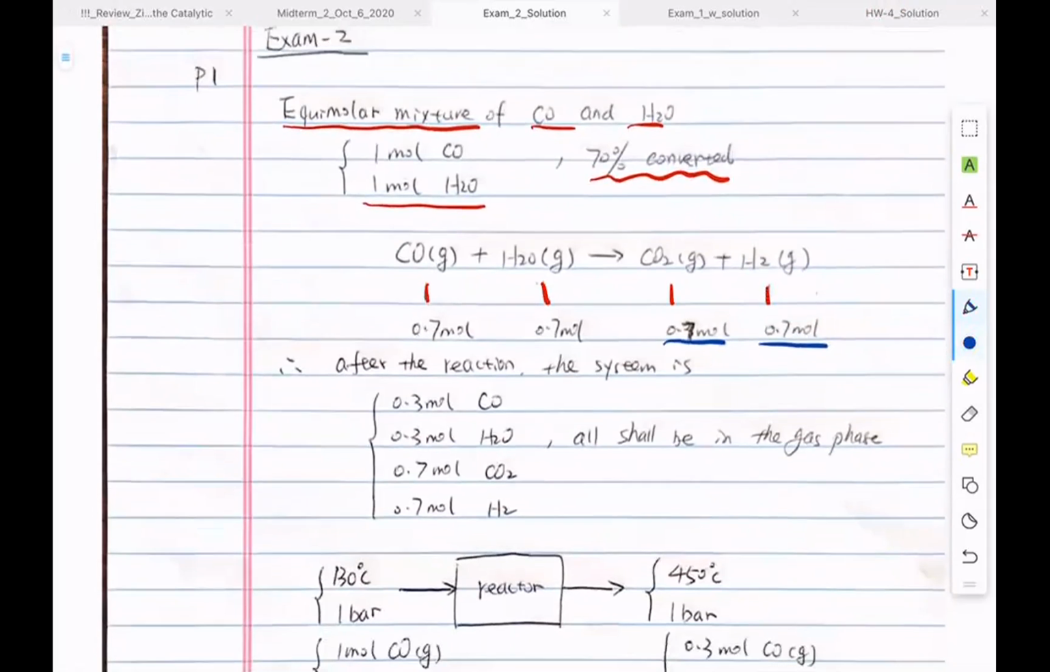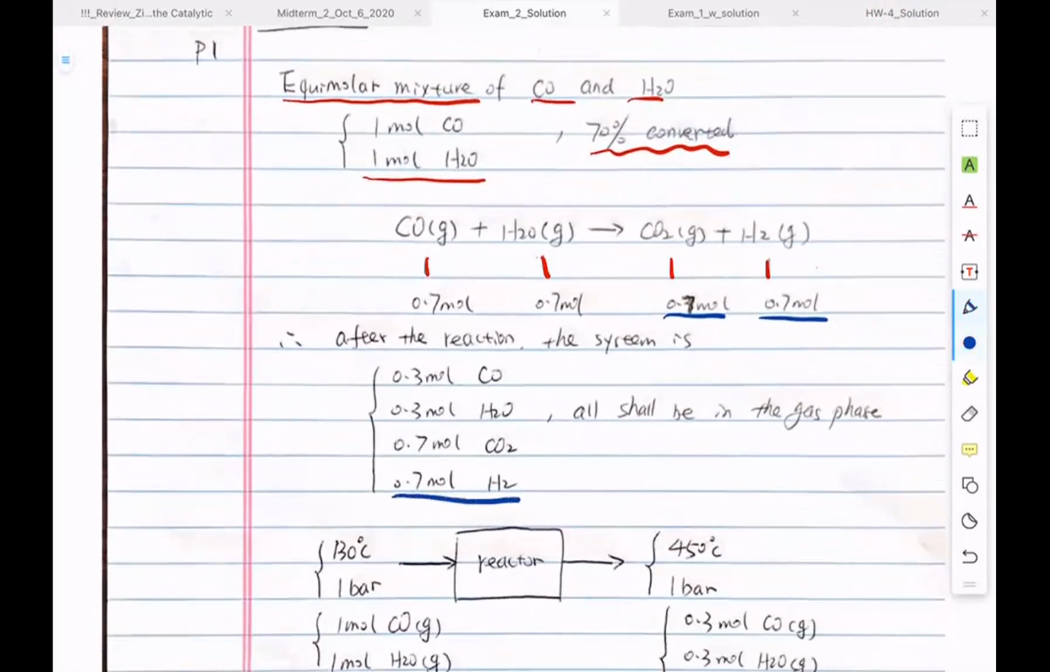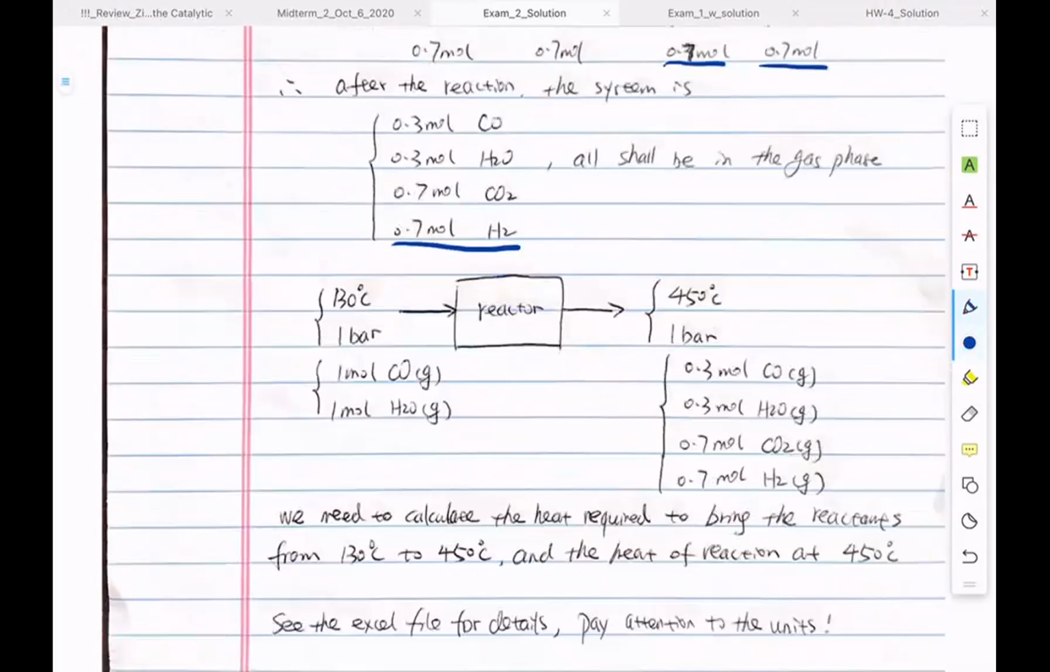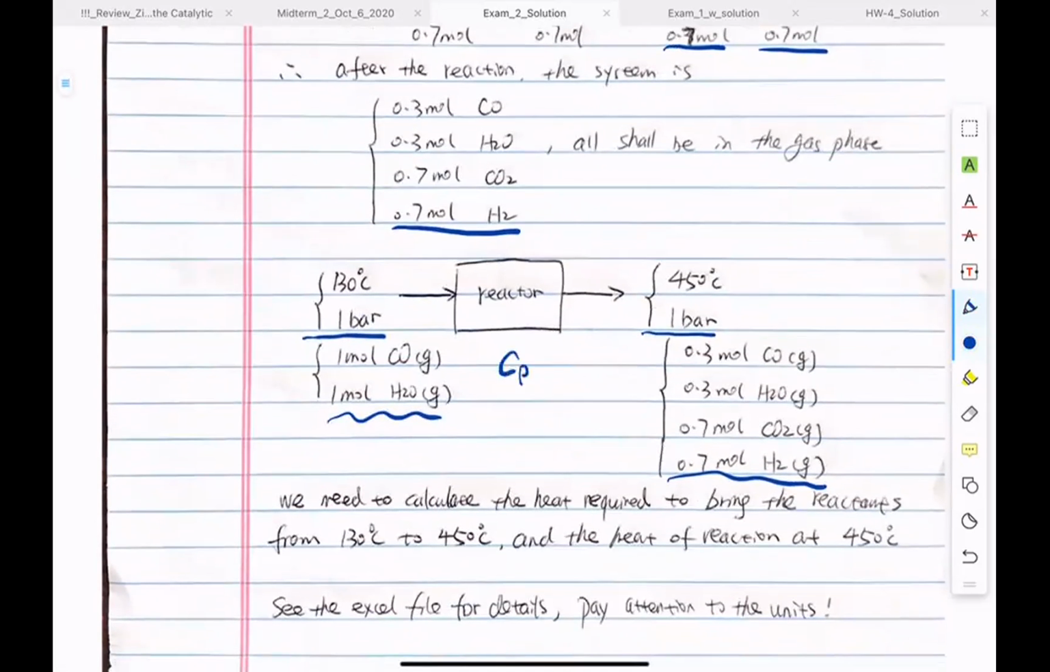So after the reaction, we are going to have the following 4 components leaving the reactor in the gas phase. So putting together the diagram, this is what we have. This is the T1, P1, the reactor. This is the inlet. We are going to have the reaction. We're going to have the outlet. So now in order to calculate the heat, we need to calculate 2 types of heat. One is the CP related, right? One is the reaction related. And you can have two different ways of calculating.